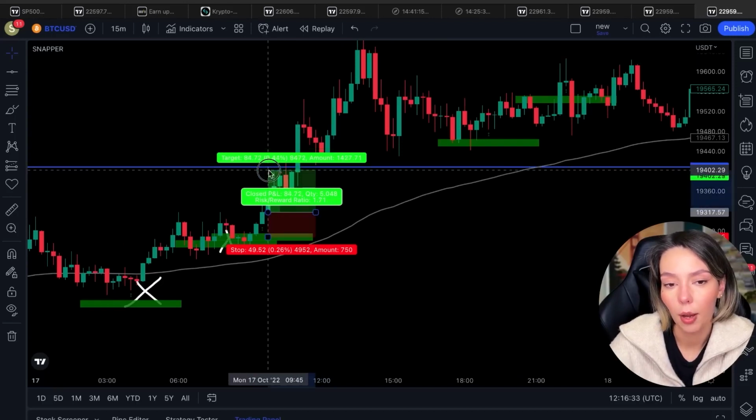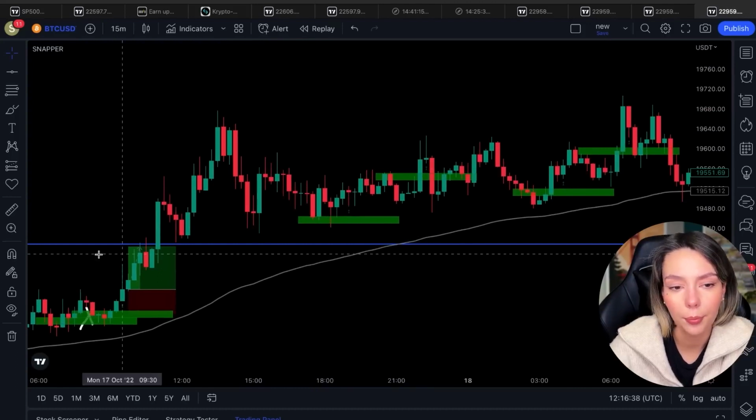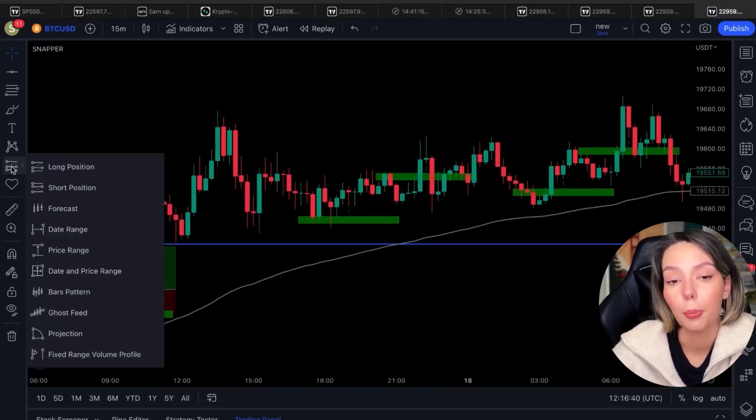Now we have a recent high. We can now set our target a little lower, just right there. Great, let's browse for more examples.